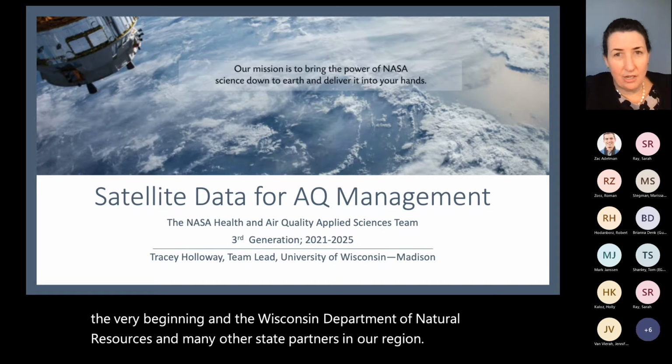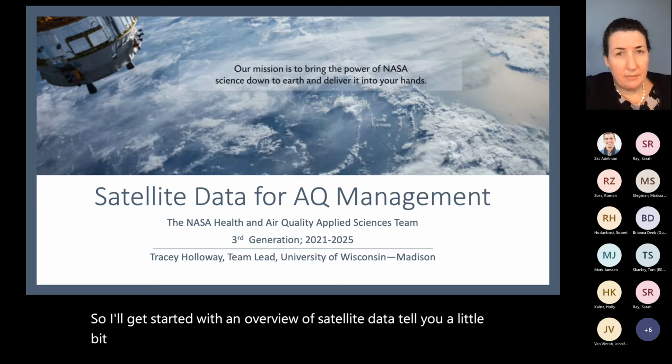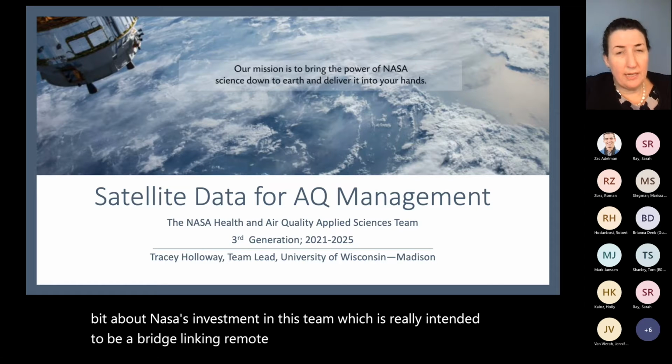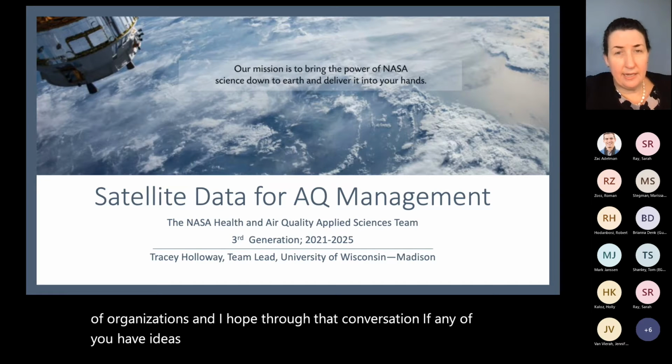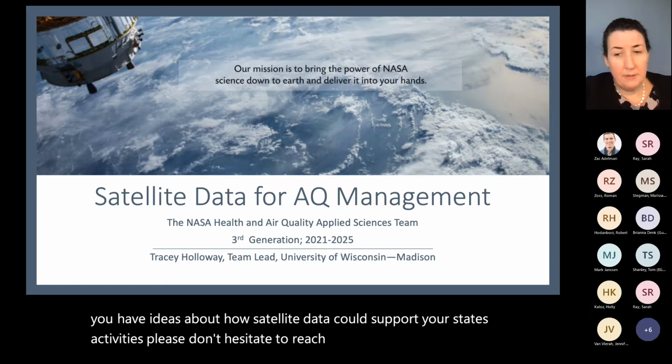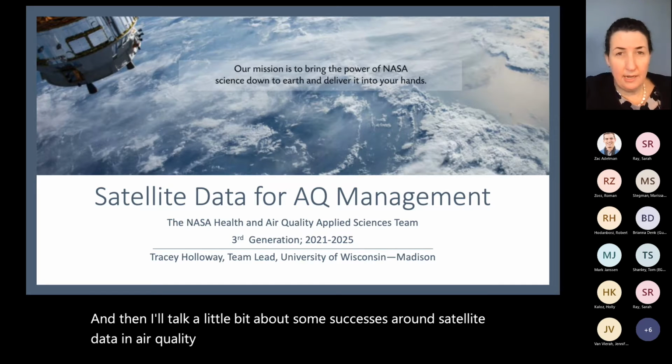So I'll get started with an overview of satellite data, and tell you a little bit about NASA's investment in this team, which is really intended to be a bridge linking remote sensing capabilities with the needs of organizations. I hope through that conversation, if any of you have ideas about how satellite data could support your state's activities, please don't hesitate to reach out to me personally. Then I'll talk about some successes around satellite data in air quality management, some resources, and maybe some trends that I see coming around the corner.